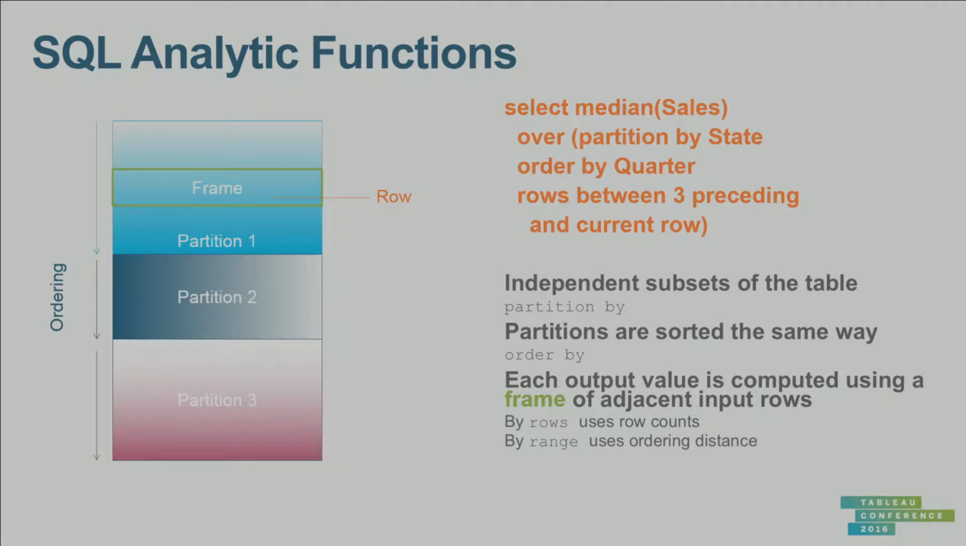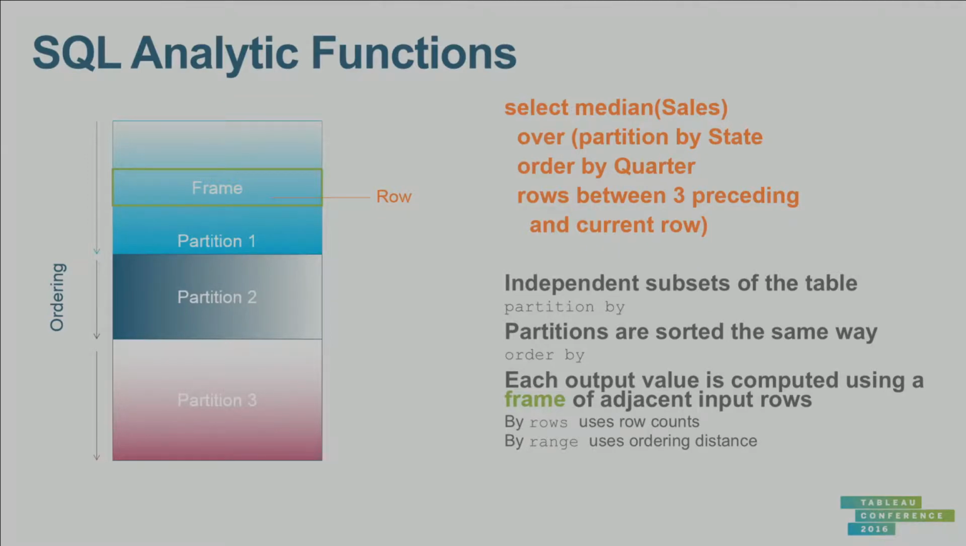In about 2003, the SQL standard defined a set of new types of functions called analytic functions. We have an example here, where we select median of sales. These functions are computed in windows, and that's what the OVER syntax means. Each section of the table is partitioned into independent subsets using the PARTITION BY clause. Each partition is then sorted in the same way using the ORDER BY clause. For aggregates, you then have what's called a frame, which is a set of adjacent rows that the aggregate is computed over.